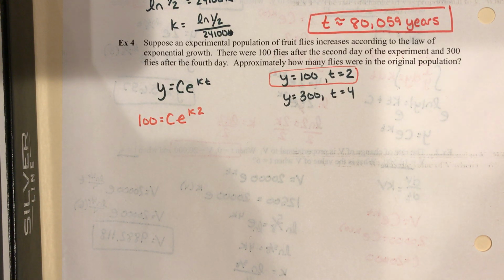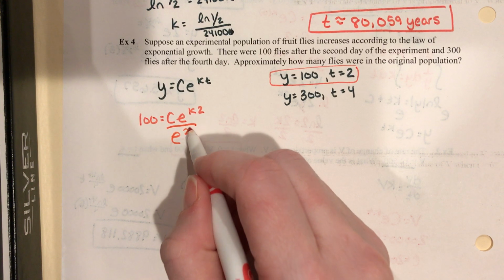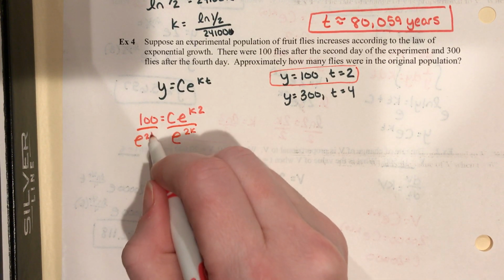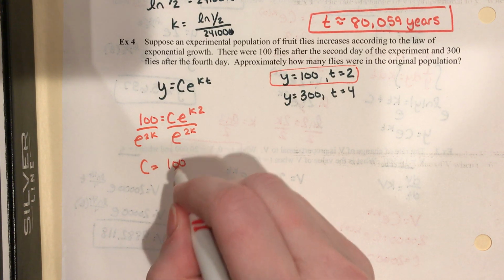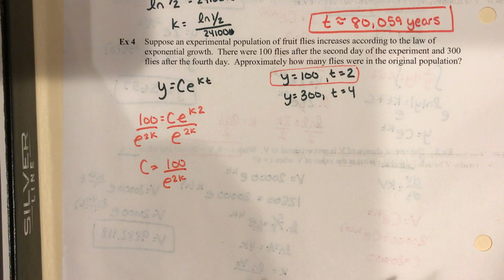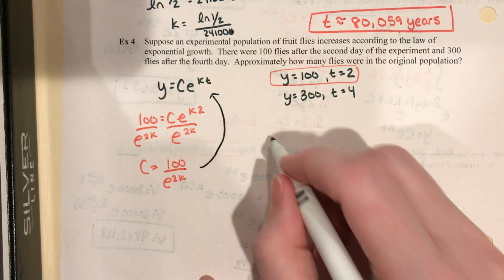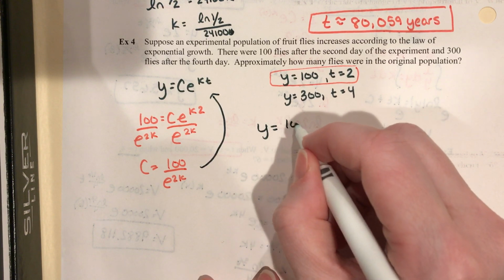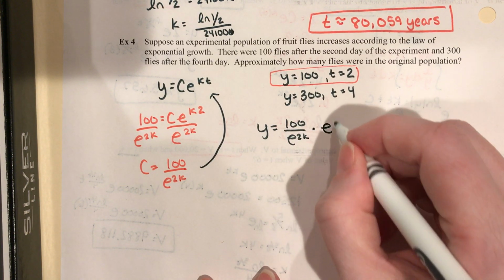So normally we solve for c, so I'm still going to do that just like I normally would. So I'm going to divide both sides by e to the 2k. So c would equal 100 over e to the 2k. And what I would normally do next, right, we would plug back in for c up here. So let's do that. Y equals 100 over e to the 2k times e to the kt.